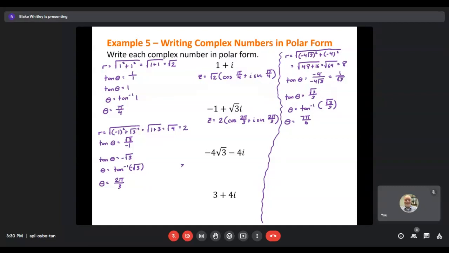Now we come over here, write this out. So z is equal to, our r value was 8, cosine of 7 pi over 6, plus I times the sine of 7 pi over 6.